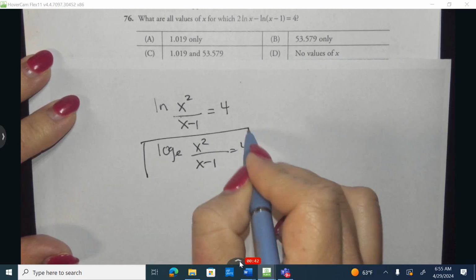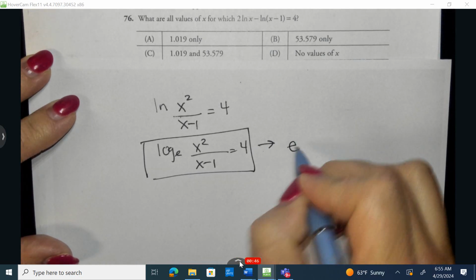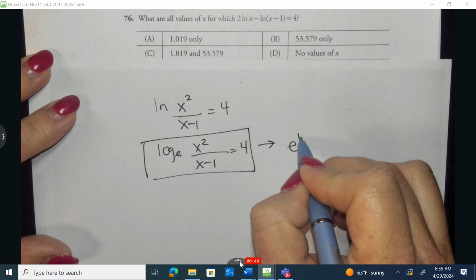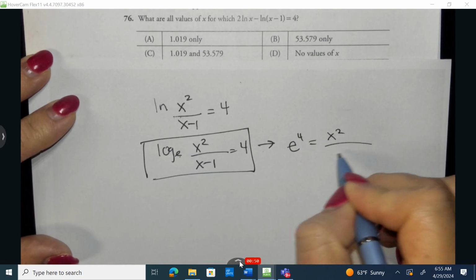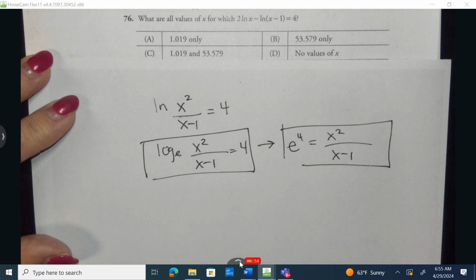We're going to come back to this portion a little bit. Now in exponential form, it looks like e, the base, raised to the opposite value, equals, in this case, x squared over x minus 1. We're going to come back to this in the second half of this video.